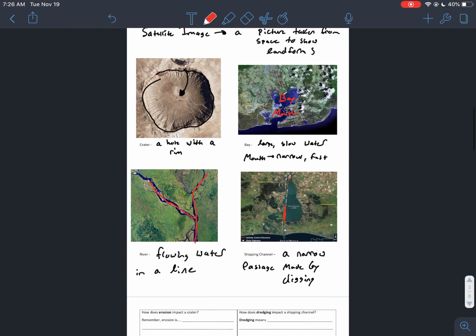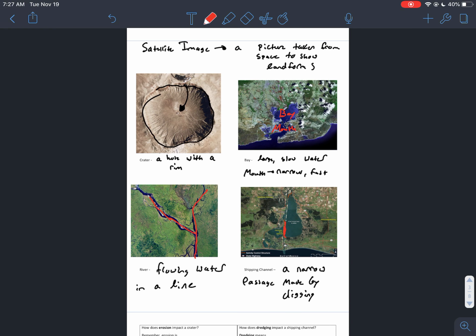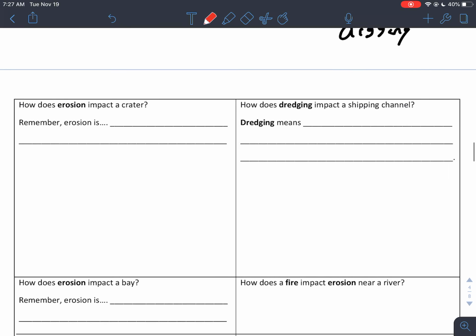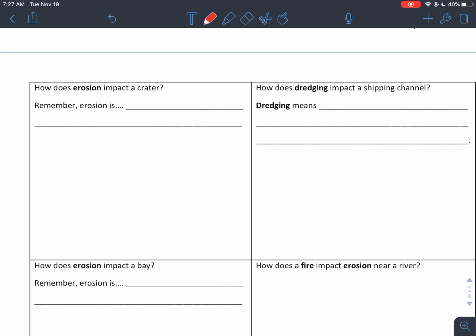So those are the four pictures, but what really matters is you can flip now with me. We need to talk about how weathering, erosion, and deposition impact each of these pictures. We're going to start with erosion and the crater. The question says, how does erosion impact a crater? Well, I want you to circle crater. We're going to write hole with a rim. We need to think, how does erosion impact a hole with a rim?